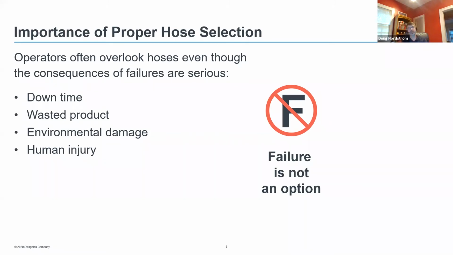And these failures can be very serious. They lead to, of course, downtime, which can be very costly. It can waste product, and more importantly, it really can be very dangerous. An improperly selected hose can cause bodily harm or death, for that matter. And so really understanding the application and selecting the right hose for the job is a critical aspect that we take very seriously. We say failure is not an option, taking into account all the application parameters when selecting the right hose for a job.